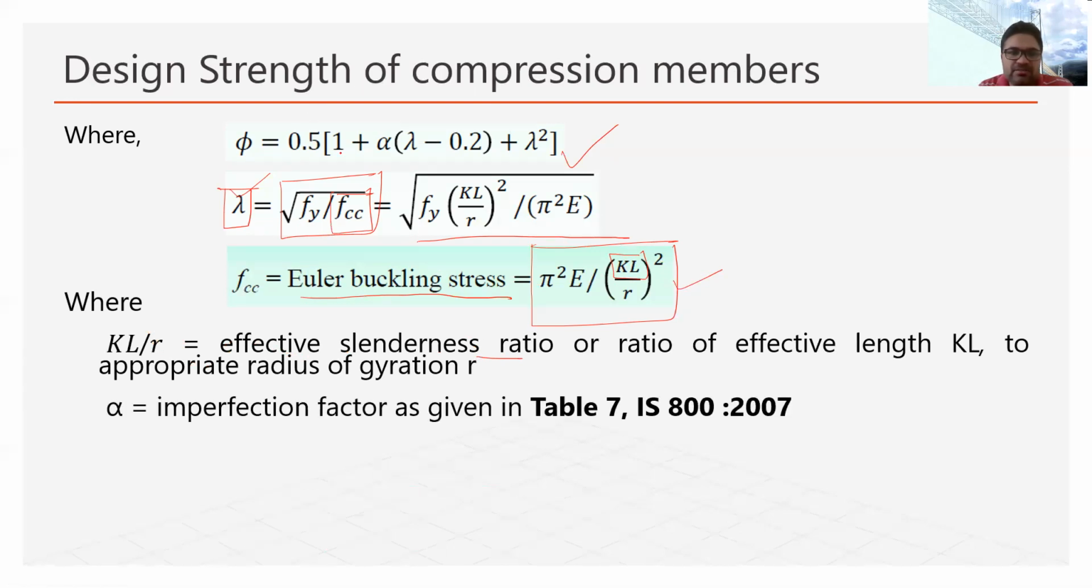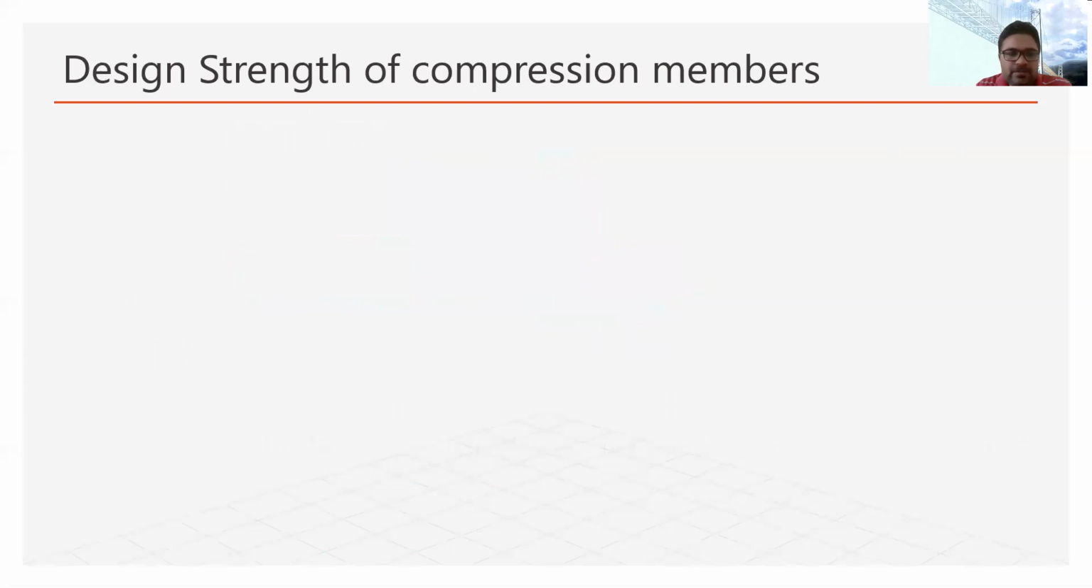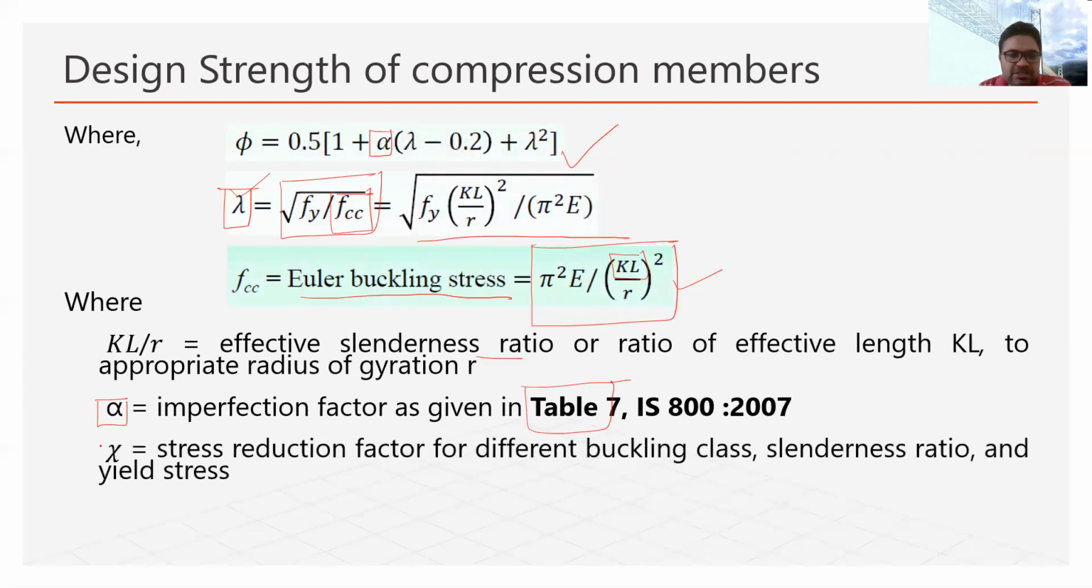And the alpha that we use to calculate the value of phi is called the imperfection factor. It is given in Table 7 of the IS code. Alpha depends on the buckling class, whether the section belongs to A class, B class, C class or D class, and based on that we find the alpha value. And this chi value is called the stress reduction factor for different buckling classes, slenderness ratios and yield stress.